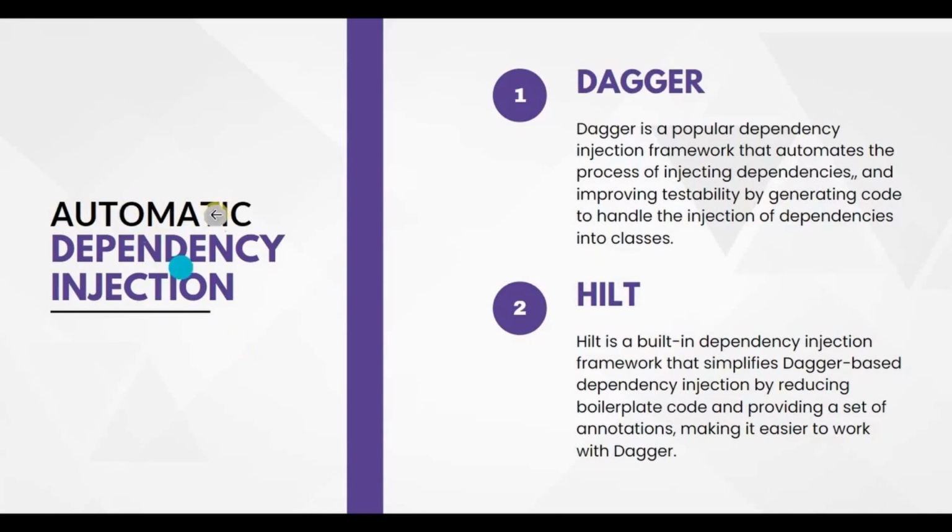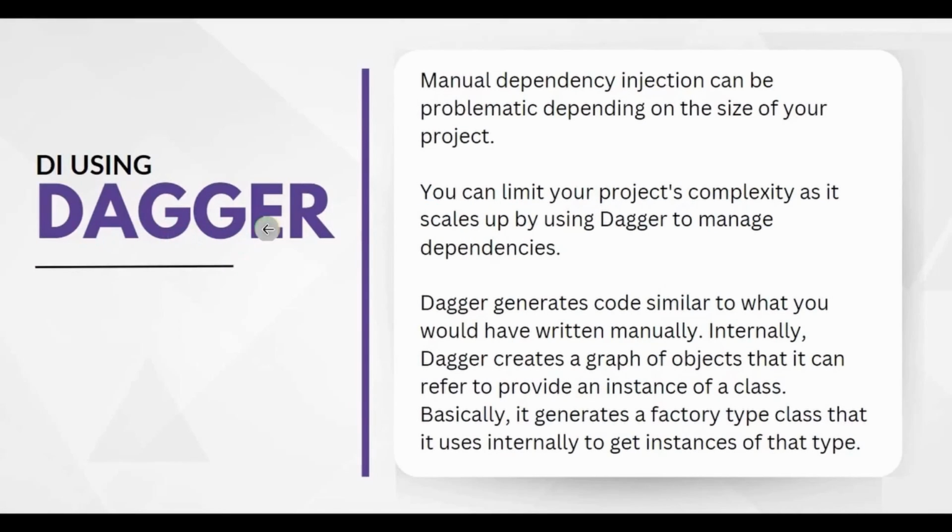So in automatic dependency injection, we have two types, Dagger and Hilt. Basically, in automatic, we don't have to create each object for every class. Instead, Dagger or Hilt will make it for us. And that's what automatic means, right? Hence, it is highly recommended to use. Now let's have a look at each one of them in detail.